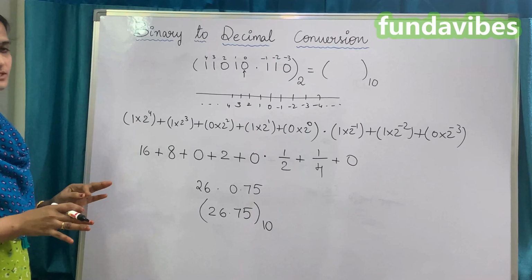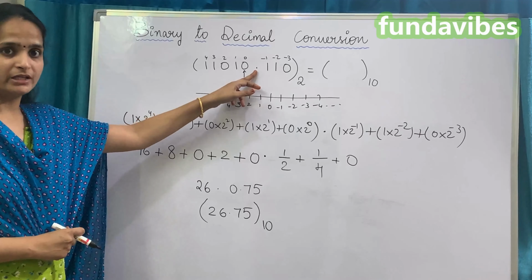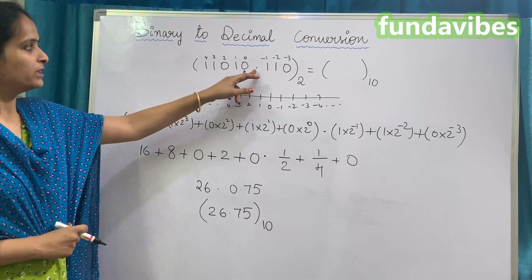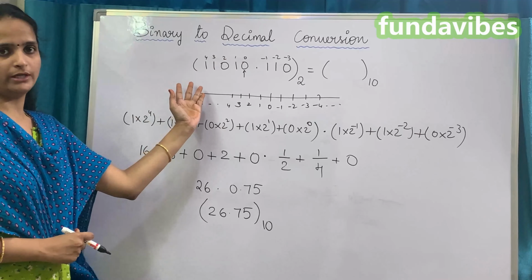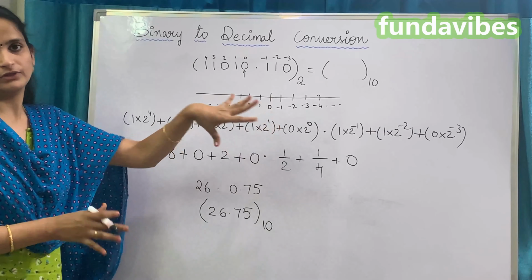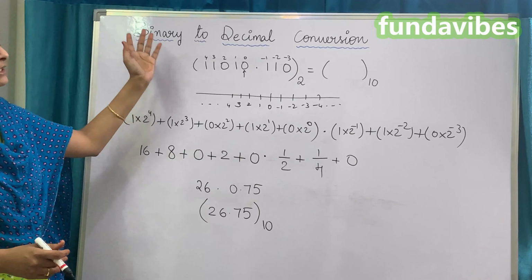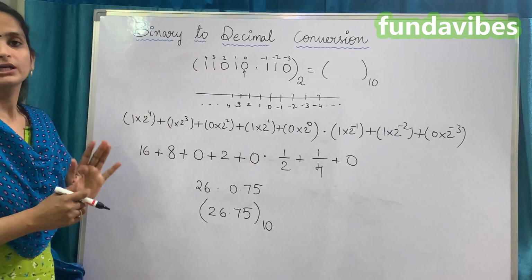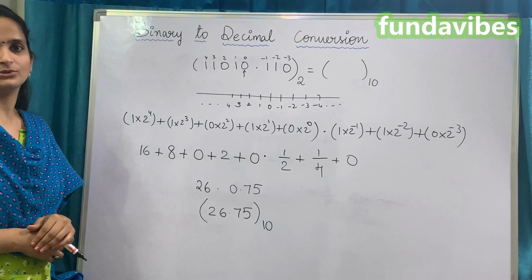Same simple process. If the given binary value has a decimal point, then multiply with 2 power x to the left hand side of the decimal point and multiply with 2 power minus x on the right hand side of the decimal point. This is the simple process of how to convert a given binary number to the equivalent decimal number. Hope you understood. Thank you.